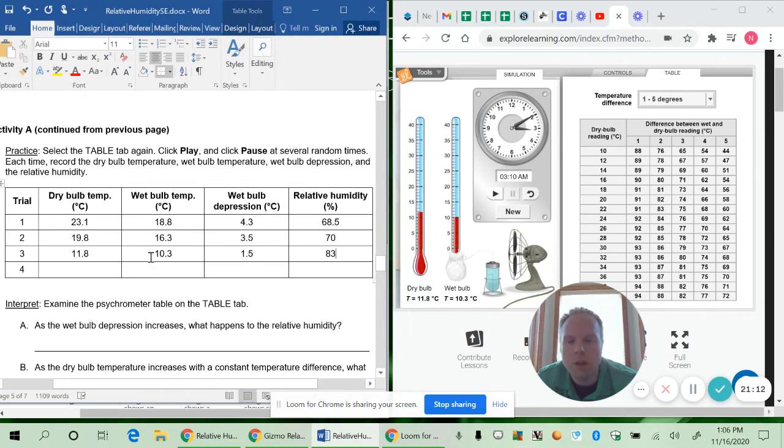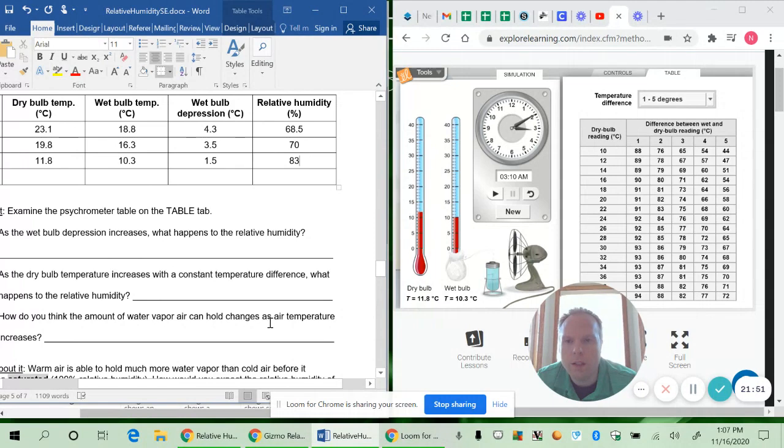Keep in mind, you guys, when you're collecting your data it's going to look a lot different than mine. It depends on what time you stop it at. The important thing is that you're writing down the dry bulb temp, the wet bulb temp, and the wet bulb depression. Remember, that's the difference. You subtract these two columns. And then for the relative humidity, you use this chart and find the dry bulb, go down to whatever your dry bulb temperature is, and then go over to whatever the wet bulb depression is. You make an L, and where those two connect, that's your relative humidity, okay?